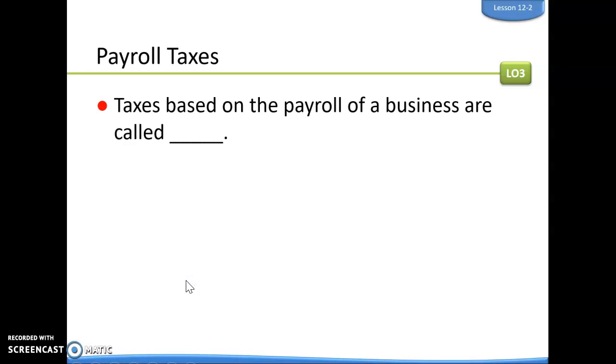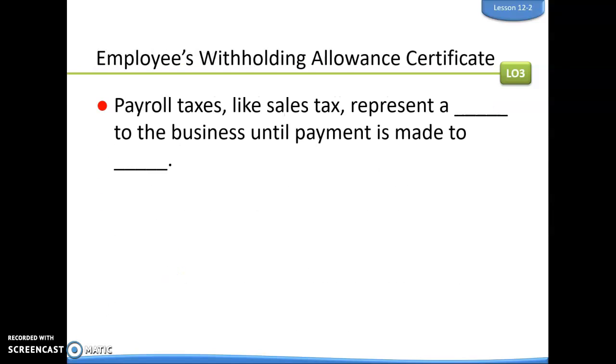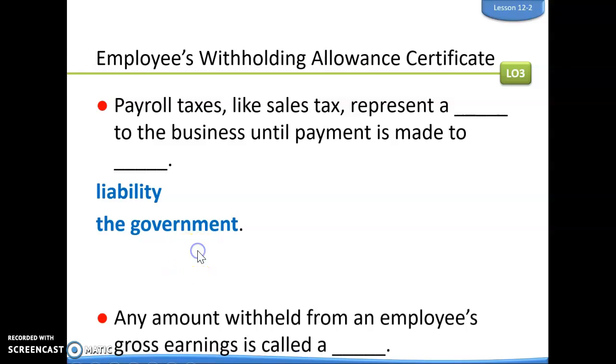So payroll taxes. Taxes based on the payroll of a business are called payroll taxes. Payroll taxes, just like sales tax, represent a liability to the business until it is made to the government. Until we make that payment to the government, it's a liability because we're taking it from the employee's paycheck and then putting it in an account to save for paying the government later. So it's a liability until we pay them.